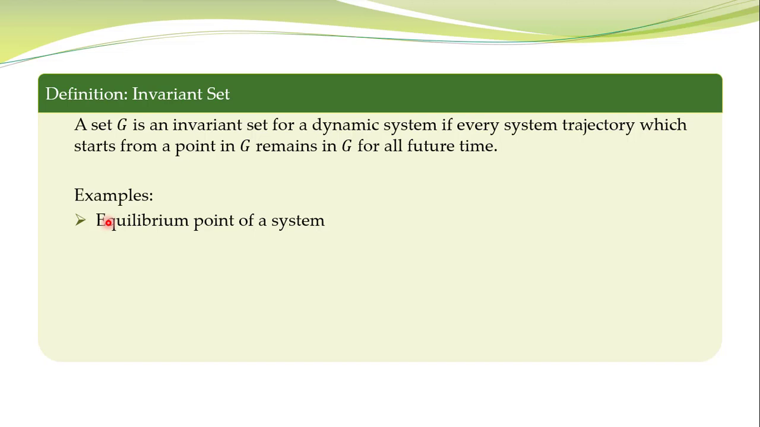Right. So the domain of attraction of an equilibrium point is also an invariant set. If trajectories start from this set, then trajectories will stay in this set. So this is another example of an invariant set. Any other example?